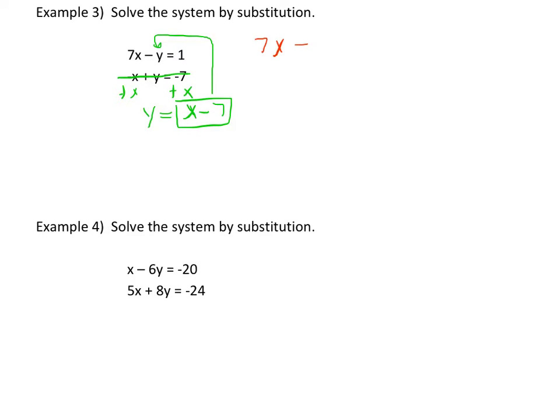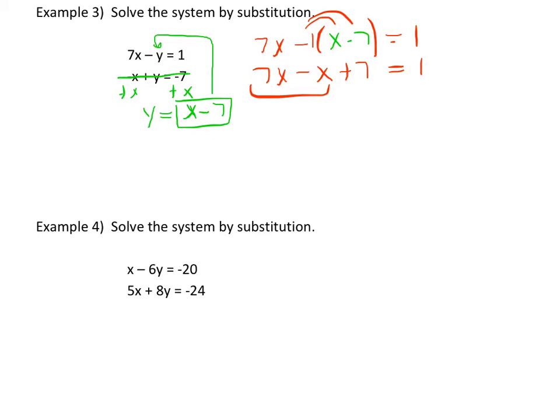7x minus, and our y is now modified to x minus 7 equals 1. Now we have one equation with one variable, meaning they're all x's, so we combine like terms. Now this is a negative 1, so we'll have to distribute that, which will give us 7x minus 1 times x is a minus x, minus 1 times negative 7 is a positive 7, equals 1.